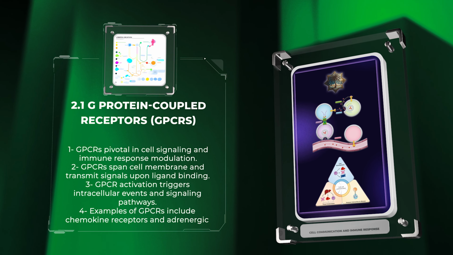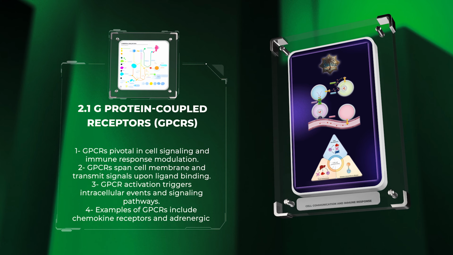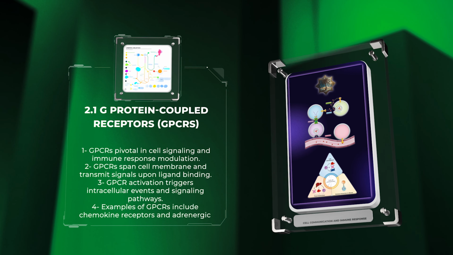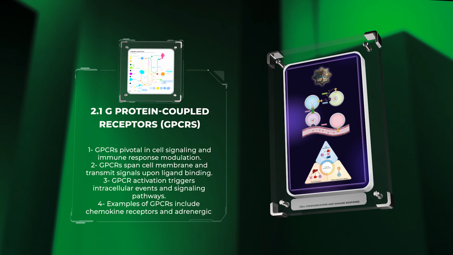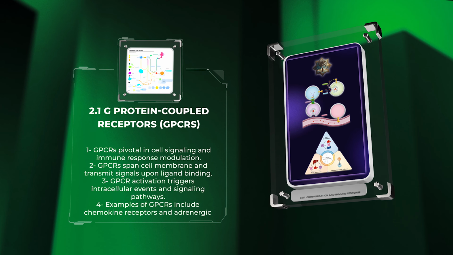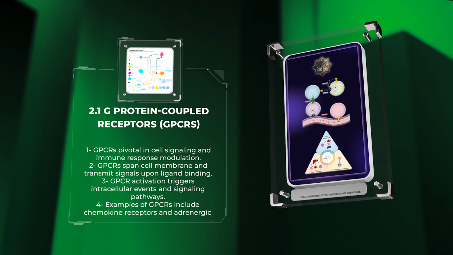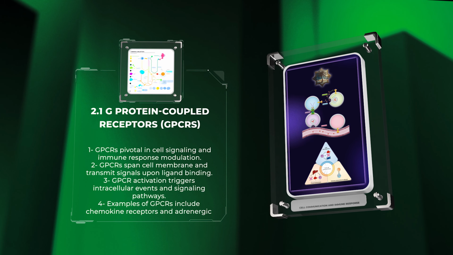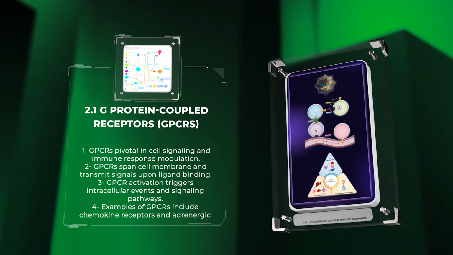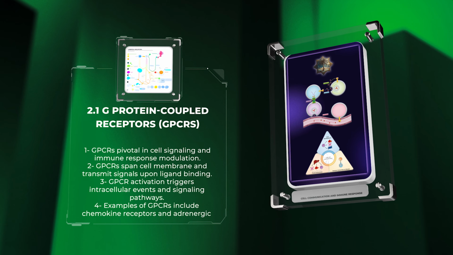These receptors span the cell membrane and transmit signals upon ligand binding. GPCR activation triggers a cascade of intracellular events, including the activation of G proteins and subsequent stimulation of various signaling pathways. Examples of GPCRs involved in immune response regulation include chemokine receptors and adrenergic receptors.